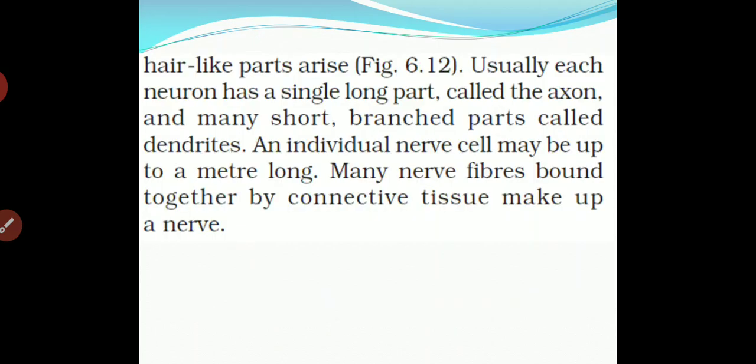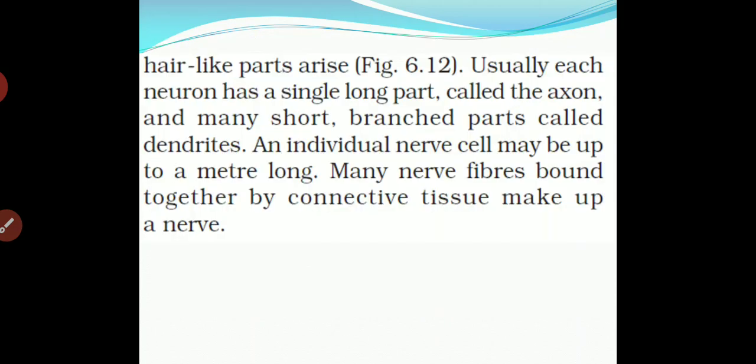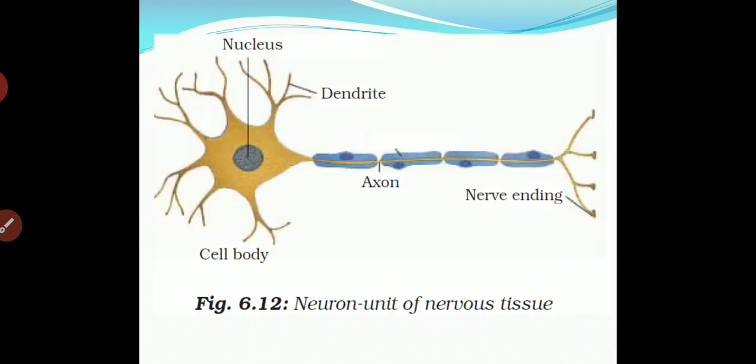An individual nerve cell may be up to a meter long. A particular nerve cell can have a meter-long size. Many nerve fibers bound together by connective tissue make up a nerve. Many nerve fibers get attached together by connective tissue, due to which they form a nerve.